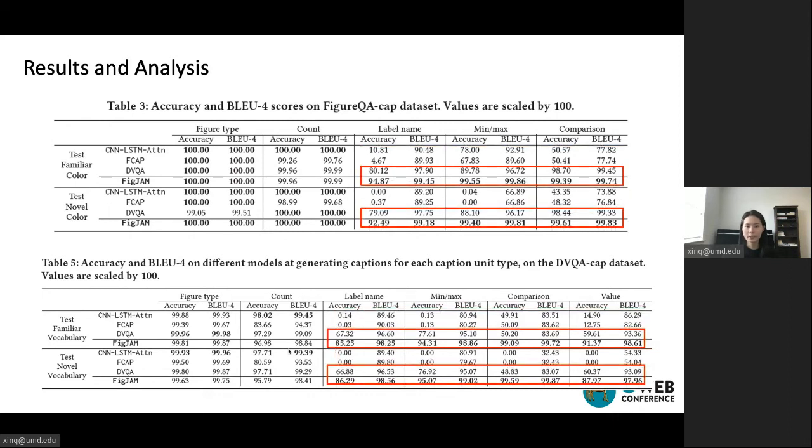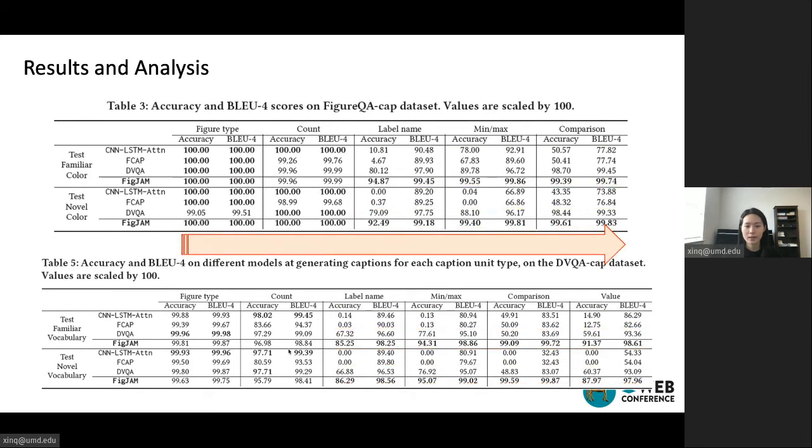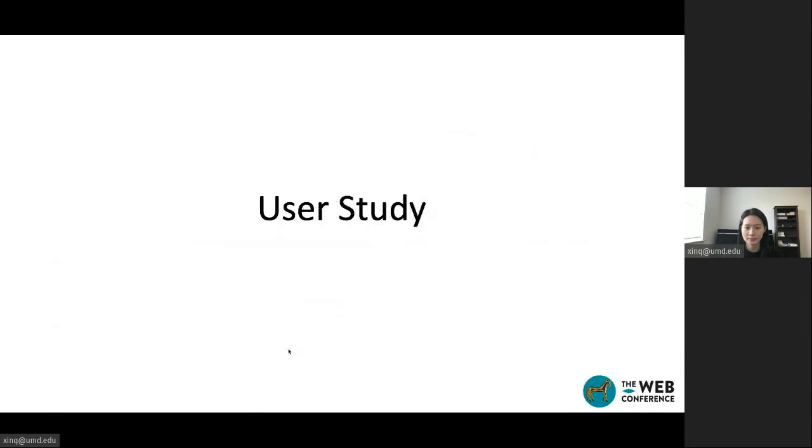Comparing DVQA and FigJam, there are benefits to directly utilizing figure metadata information, including robustness to bias that are position ordering heuristics, achieving high object-based relation comparison, and faster convergence. Finally, generating caption units for figures tends to be a more challenging task than figure question answering, a classification task. The level of difficulty to generate caption units varies across different types. From left to right are trivial caption types to non-trivial, more challenging ones.